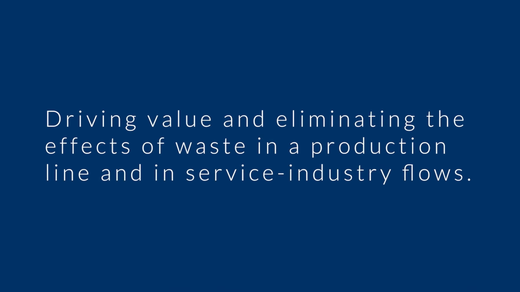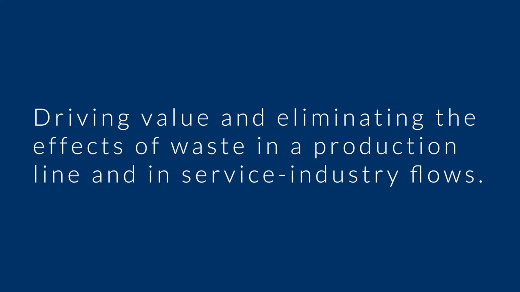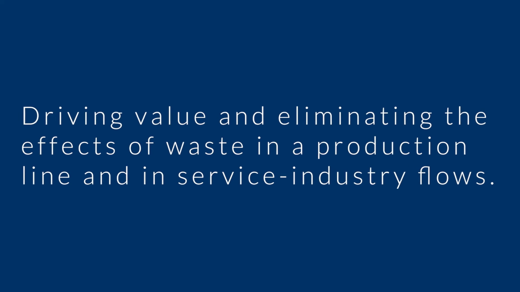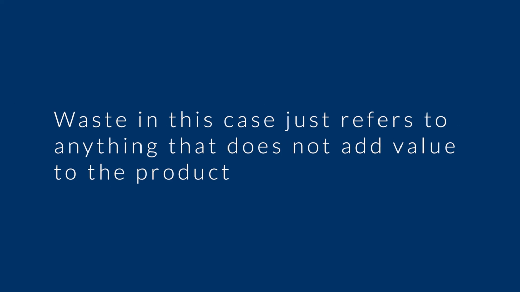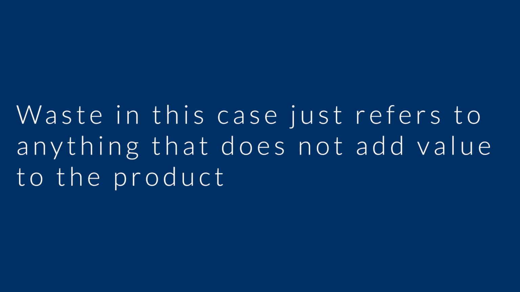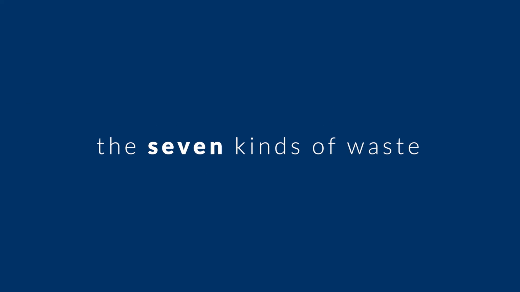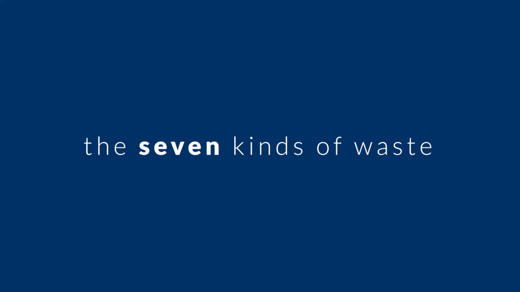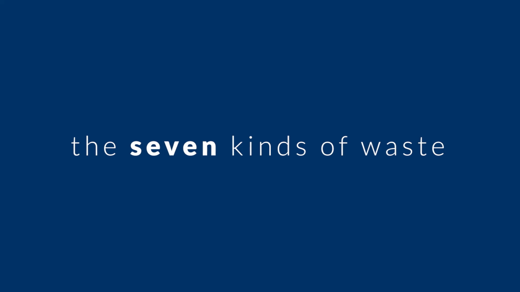Right, let's move on to the next one, which is lean. So the idea behind the lean inventory control technique is driving value and eliminating waste in a production line and in service industry flows. So waste in this case refers to anything that does not add value to the product. The pioneer of this concept, Taiichi Ohno of Toyota, identified 7 key types of waste. And what exactly are these?